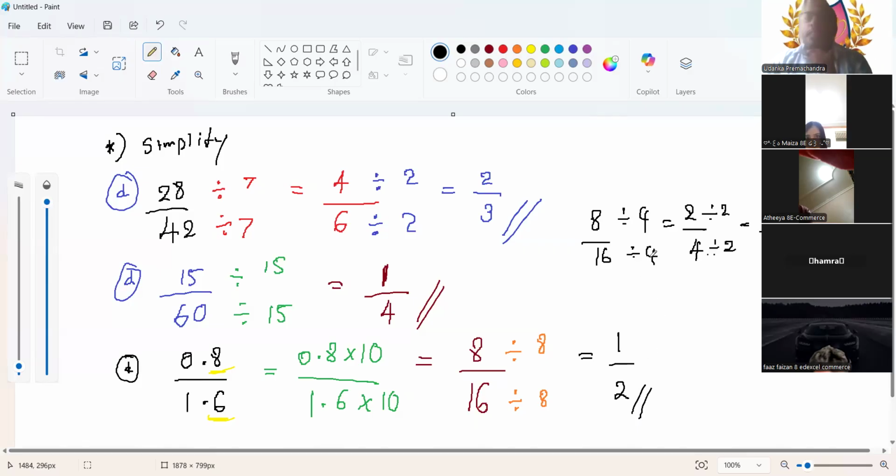If you are dividing a bigger value, you have no need to divide again and again. You can get the answer in one step. Shall we write? Please write down this one quickly. Write down these examples.